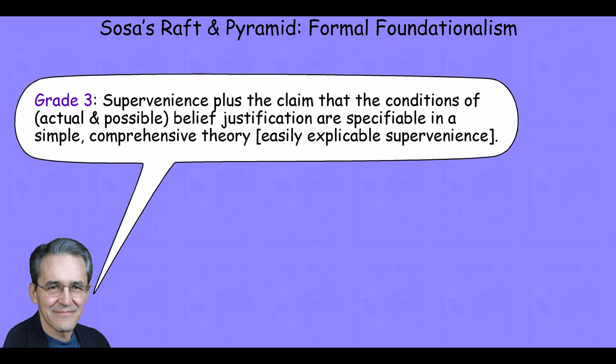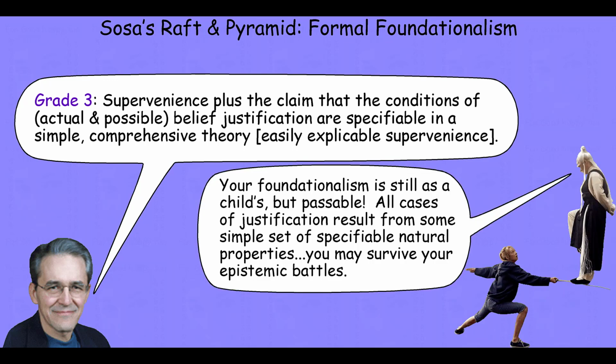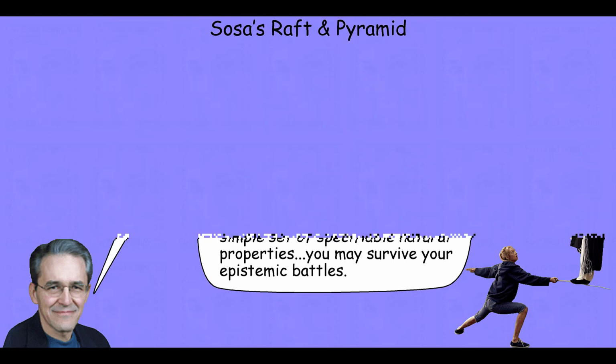It's easily explicable supervenience. So in this case, we say, look, I not only tell you that justification can be realized if a belief has these properties, I explain to you why those properties are the properties that it would need to have and how they bring about justification. At least that's how it should be. What he actually says seems more superficial. All cases of justification are going to result from some simple set of specifiable natural properties, possibly recursively. That's not quite why they do it or how they do it.